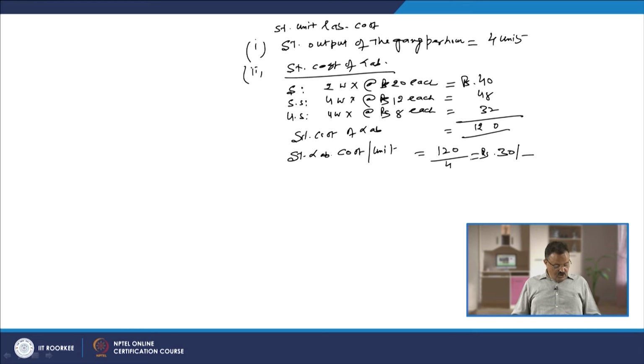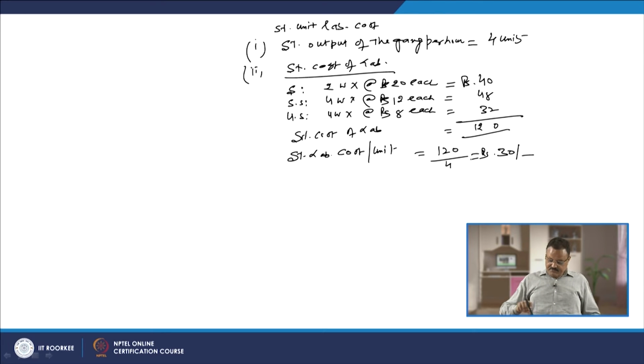This output standard cost of the labor is 120, and this cost is per hour. The standard labor cost per unit is going to be, because they are producing 4 units per hour, 120 as the total cost per hour and the production per hour is 4 units. So the standard per unit cost of the labor is 30 rupees. So this is the first question.